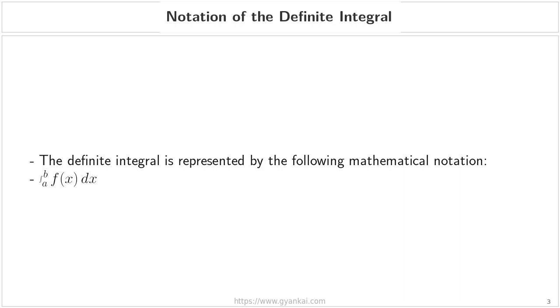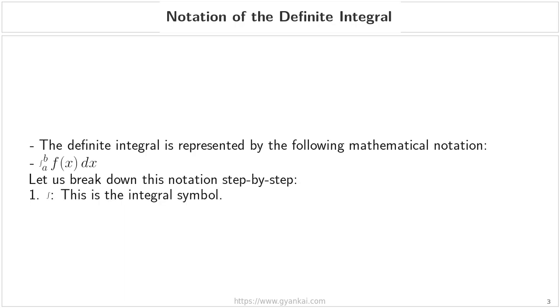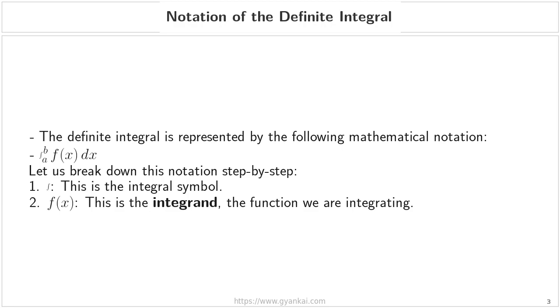And what you see here is the symbol we use, integral from a to b of f of x with respect to x. Let's break this down piece by piece, because each part has a specific meaning. First, we have this elongated S shape. That's the integral symbol. It essentially tells us that we're performing an integration operation. Next, we have f of x. This is the function we want to integrate. We call this the integrand. Think of it as the thing we're finding the integral of.